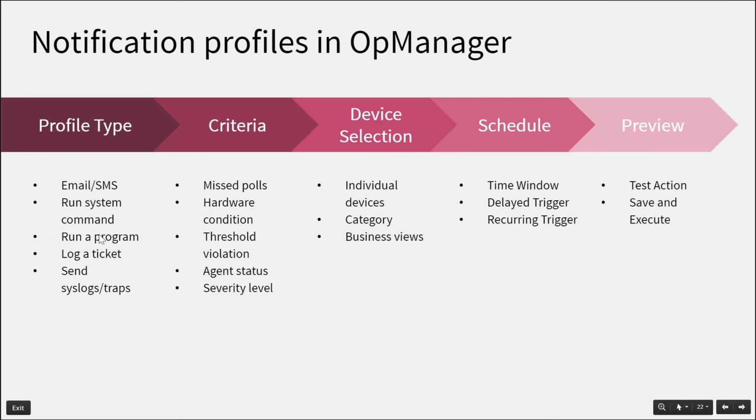And this is the flow. Once you create your respective notification profile, then you're going to associate that to the respective criteria. So you want to configure this for missed polls, or hardware conditions, or threshold violation, or service down, whatever it is, and then you will associate it to the devices. You can associate that to the individual devices, or based on the category, whether it is server or router or switches, or you have predefined business view groups. You can also associate that with the business view group. And then finally you're going to add a time window, review that, save and execute it.